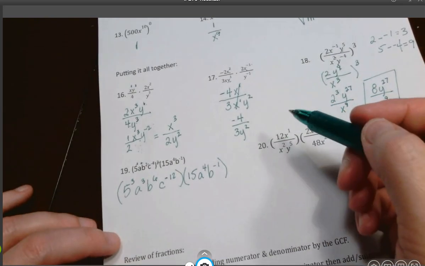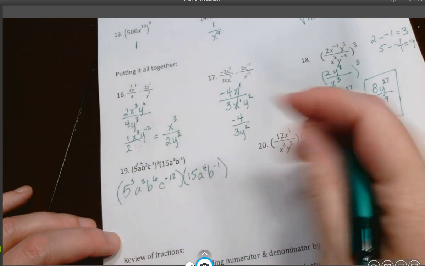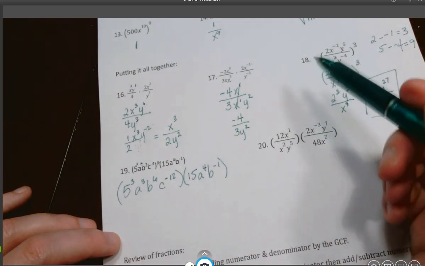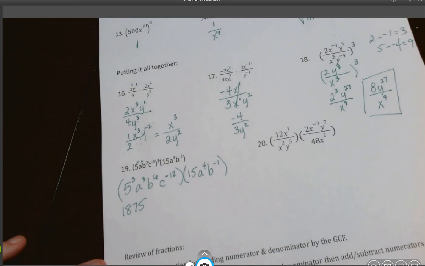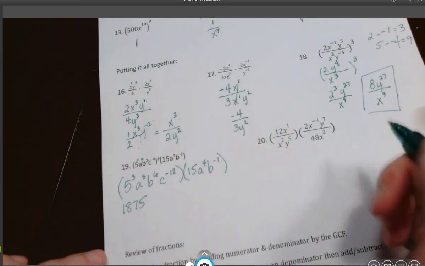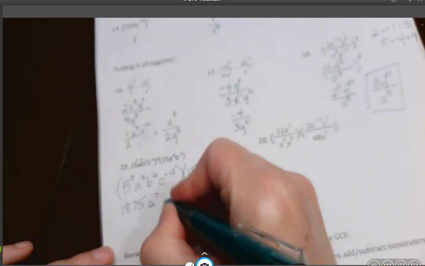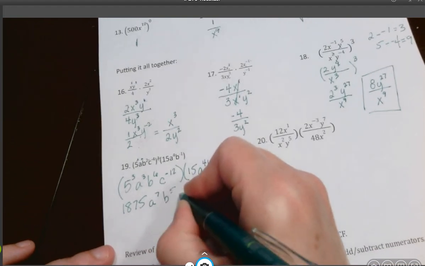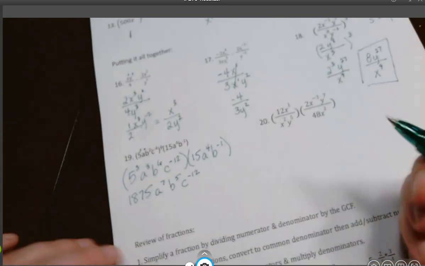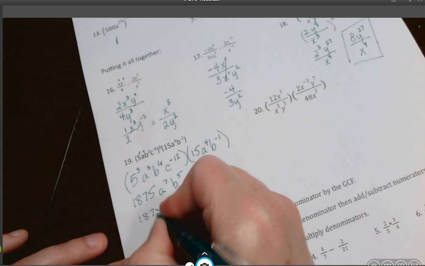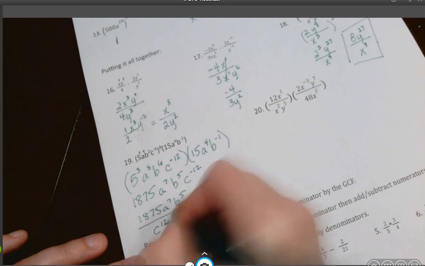All right. So I need to multiply 5 to the 3rd times 15, and I'm probably going to need a calculator for that. So I'm going to multiply 5 to the 3rd. That gives me 125, and then 125 times 15. Okay, so 1,875. When I multiply the a's, I add the exponents. I get a to the 7, b to the 5, 6 plus negative 1, c to the negative 12, and then the c part will have to go to the denominator. I don't have a fraction yet, but I'm going to make one. 1,875, a to the 7, b to the 5, over c to the 12.